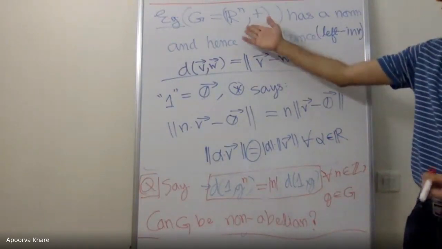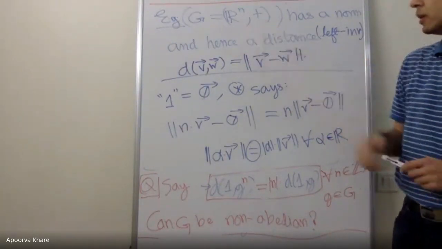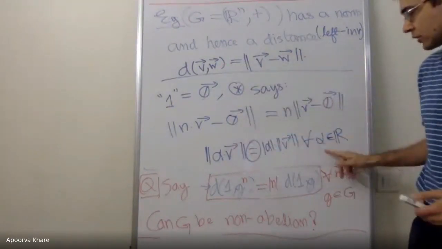Certainly G can be abelian, and the example is on the board. And this satisfies this thing, not just for integer alpha.